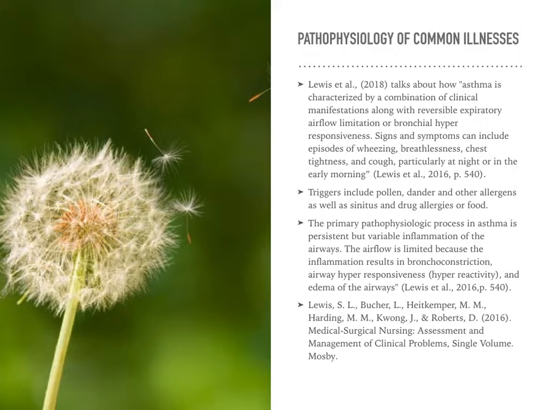The next slide we have is, again, just about common illnesses that old people encounter. And this is mostly about asthma, and Lewis talks about how asthma is characterized by a combination of clinical manifestations along with reversible expiratory airflow limitation or bronchial hyperresponsiveness. Signs and symptoms can include episodes of wheezing, breathlessness, chest tightness, and cough, particularly at night or early in the morning. So again, if you're unable to get that air out, then it leaves less room for you to get air back in, and that causes decreased oxygenation.